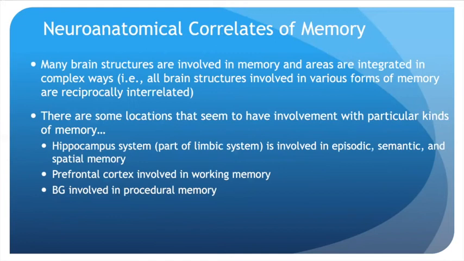Neuroanatomical correlates of memory. Many brain structures are involved in memory and areas are integrated in complex ways. So that is, all brain structures involved in various forms of memory are reciprocally interrelated. Memory is a system. It has many interconnections. So there are some locations that seem to have involvement, though, with particular kinds of memory. So the hippocampus, which is part of the limbic system, seems to be involved in episodic, semantic, and spatial memory. The prefrontal cortex, however, seems to be involved in working memory and the basal ganglia seems to be involved in procedural memory.